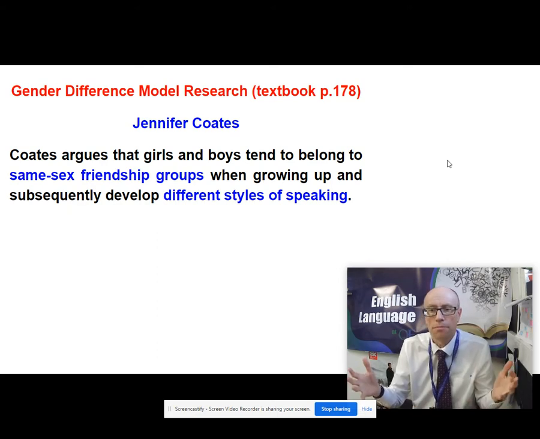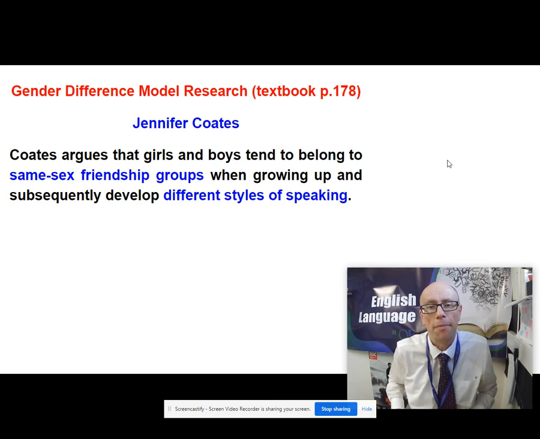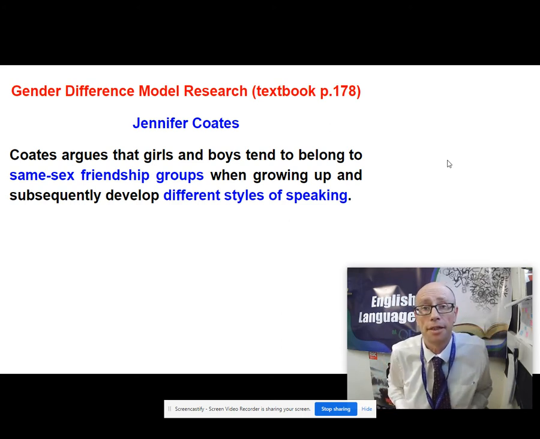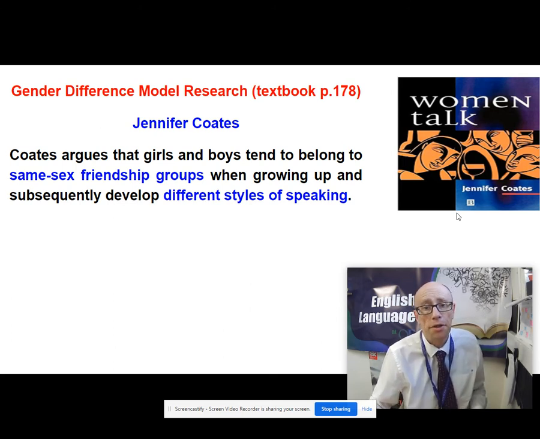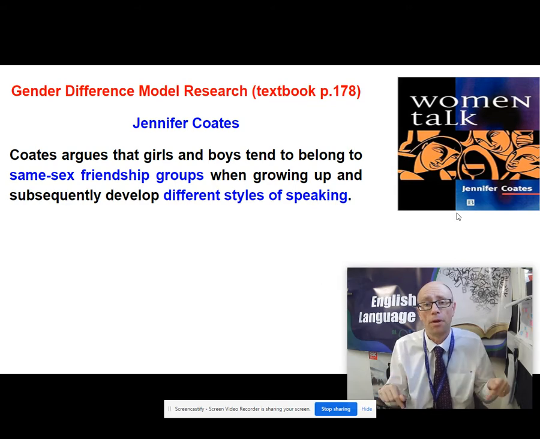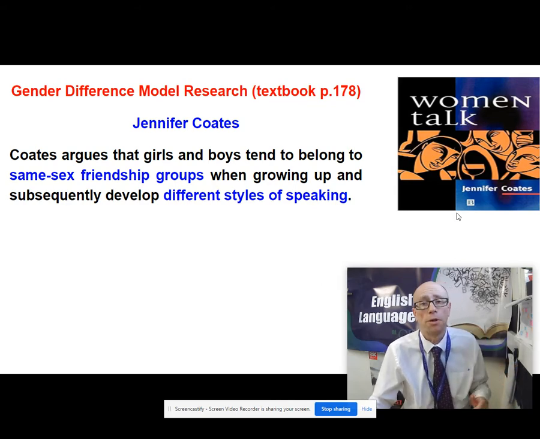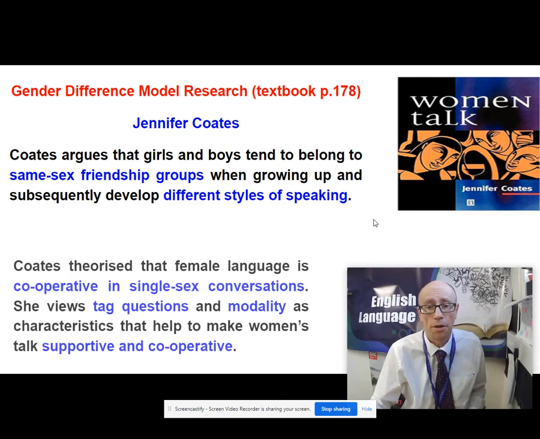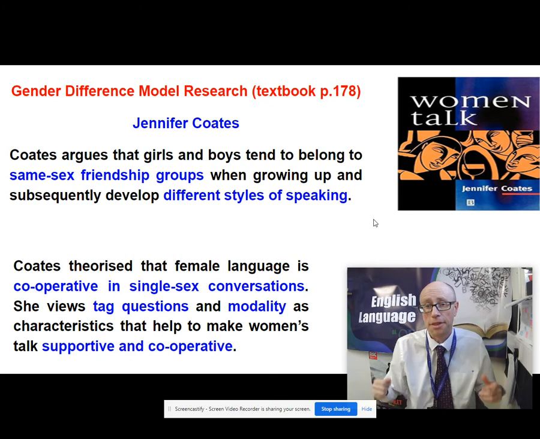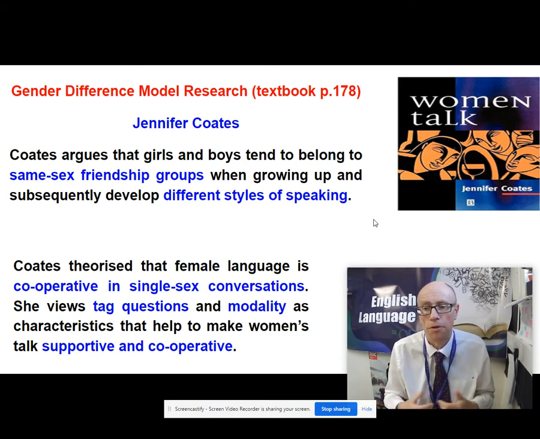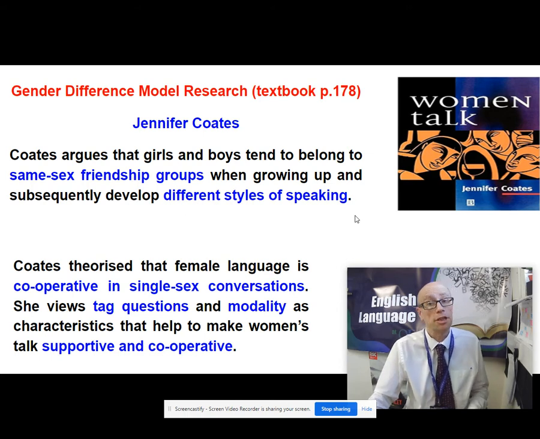She's backed up by other researchers. So these aren't just claims made out of thin air, but there are lots of researchers who are looking at data, everyday data of casual conversation. Here we've got Jennifer Coates. Jennifer Coates produced a book called Women Talk, and she argues that children, boys and girls, tend to belong to same-sex friendship groups when they grow up, and subsequently they tend to develop quite different styles of speaking. So Coates theorizes that female language is much more cooperative in single-sex conversations, and she hones in on those tag questions. Remember, there's so much research being done in linguistics about tag questions. She views tag questions and modality, using modal verbs or hedging, as characteristics that help to make women's talk supportive and much more cooperative.